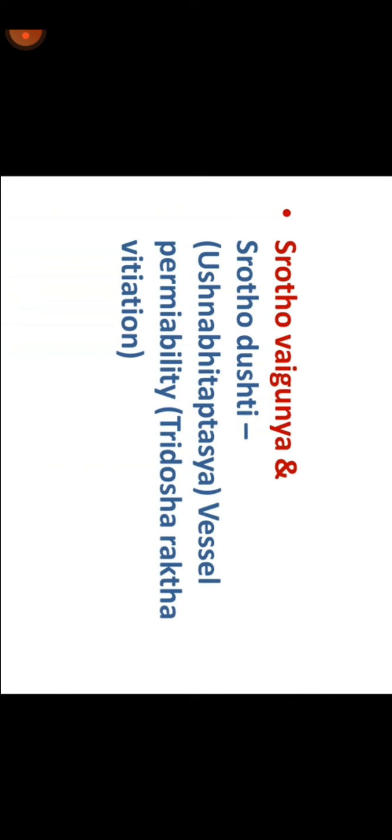That means if the patient is exposed to very fluctuating environments, then there is a high chance of vessel wall damage. That means vascular damage, which mainly happens due to the loss of permeability, will happen when a patient has this type of Netra Roga Nidana.